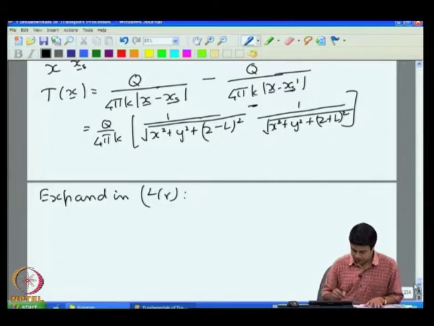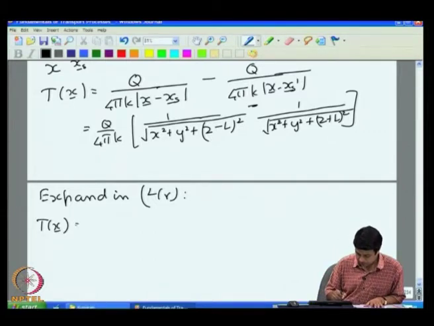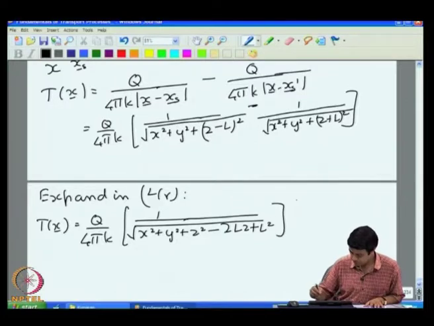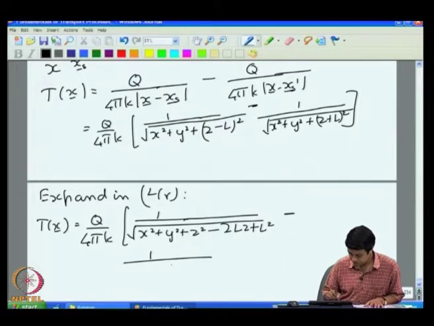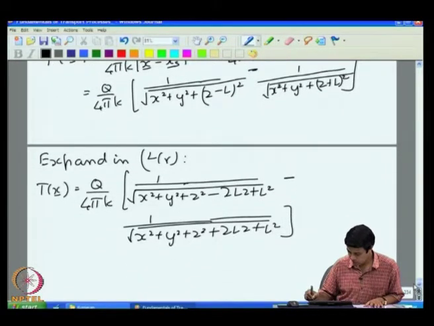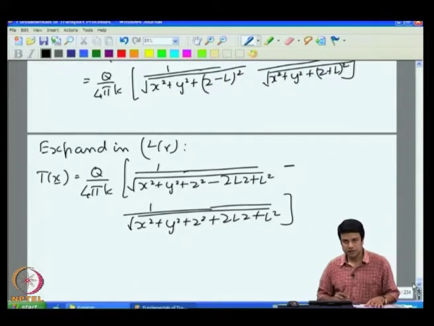So, this temperature is q by 4 pi k times 1 over square root of x square plus y square plus z square minus 2 L z plus L square, minus, so just expanding out the z minus L and the z plus L.